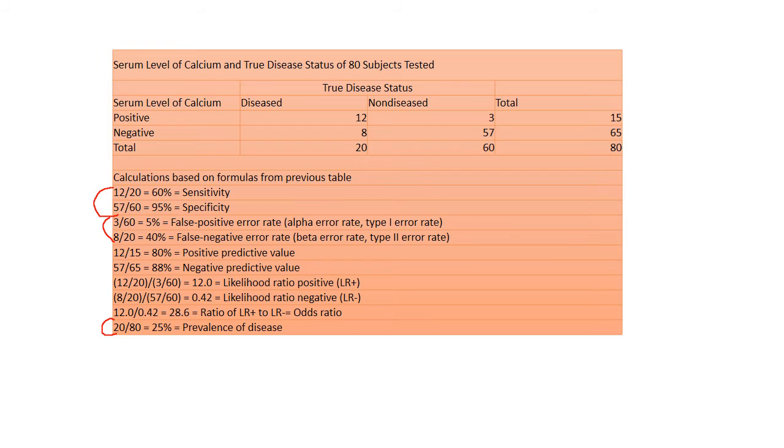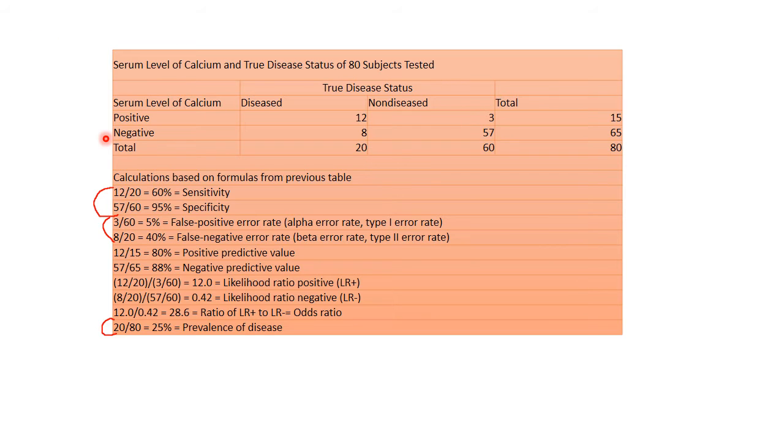So the number of diseased individuals out of the entire group that you were testing ended up being 25%. So you'd have a prevalence of 25% out of the study population. Okay, so looking at the actual test result, we had positive serum calcium levels, which would be any calcium level greater than 11. We had 12 individuals who ended up being true positives, and then we had 3 false positive individuals.